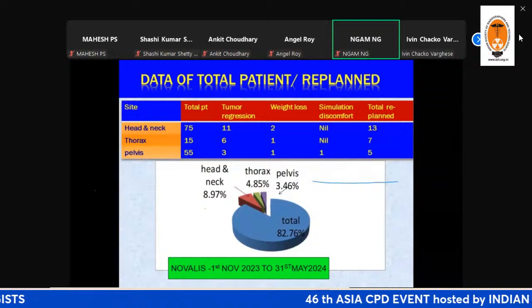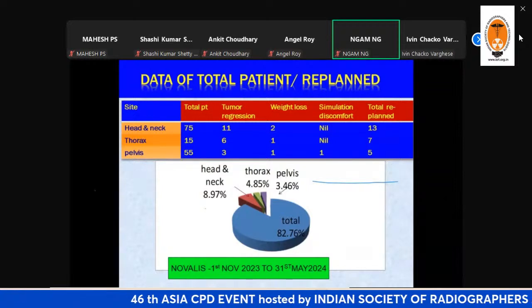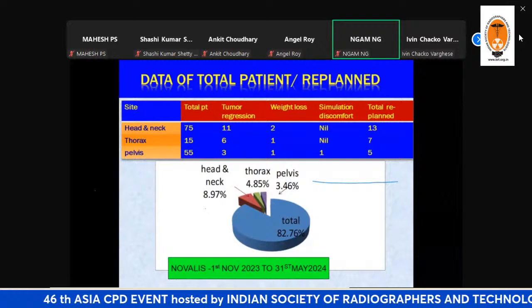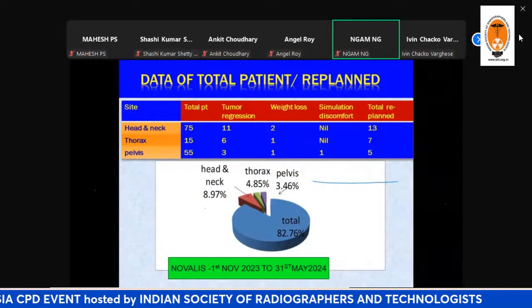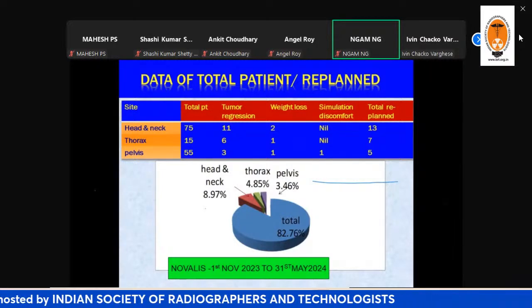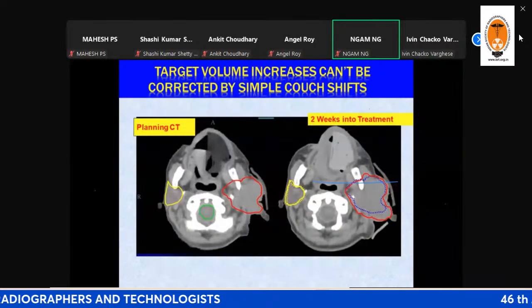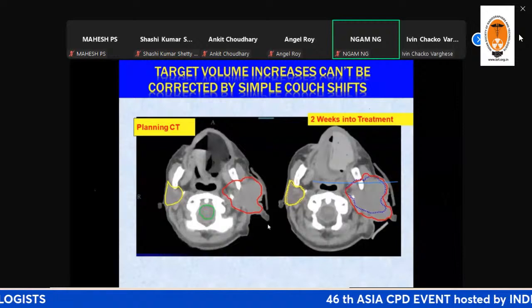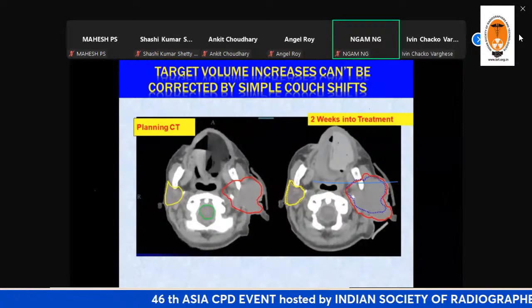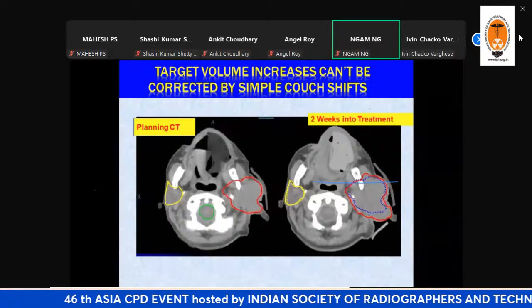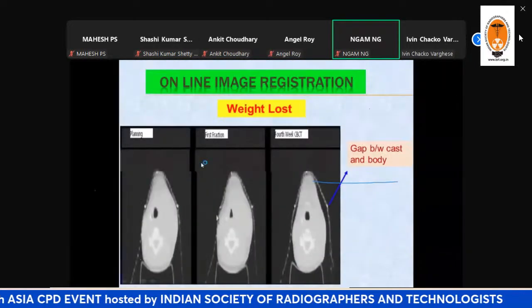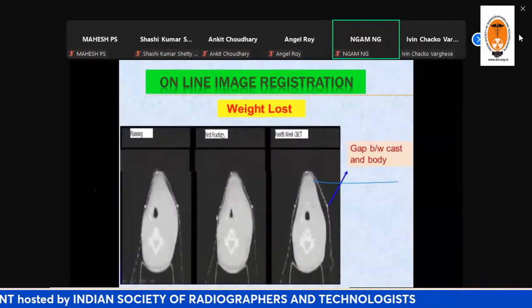So these are the examples. You can see the target volume increases cannot be corrected by simple couch shifts. You can see this is the planning CT, and after 2 weeks of treatment, instead of regression, the tumor has progressed. So in this case, we need a replanning because we have to include the area where the tumor has increased. It is definitely a fit case for replanning, and we call it adaptive.